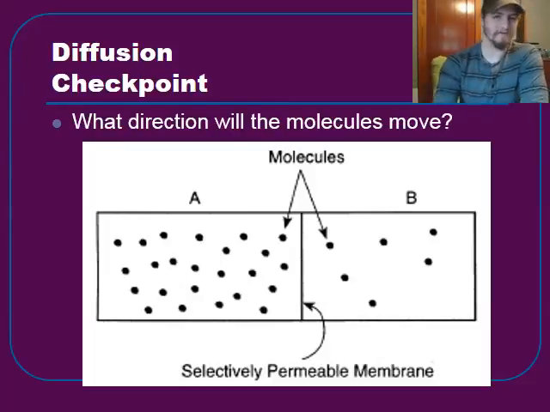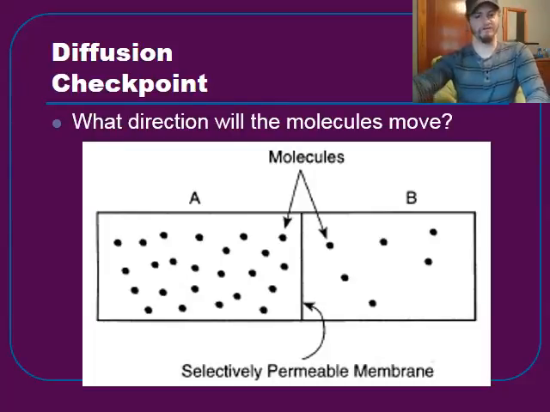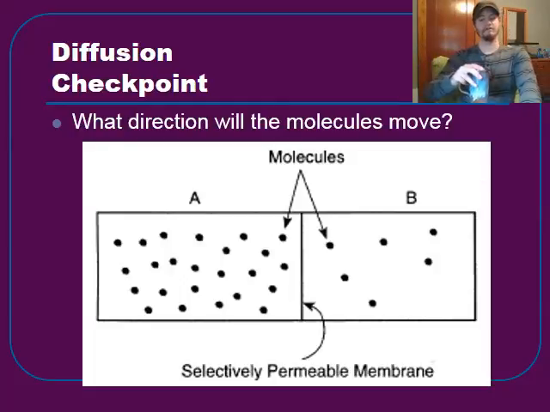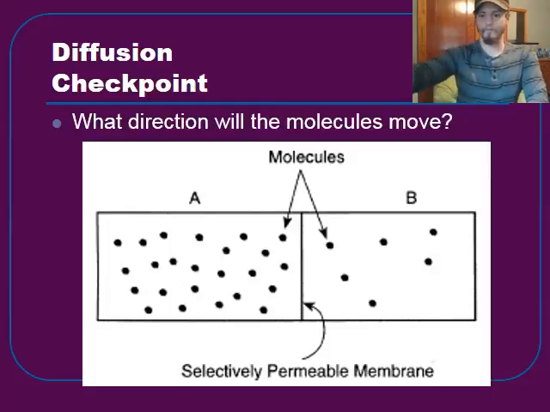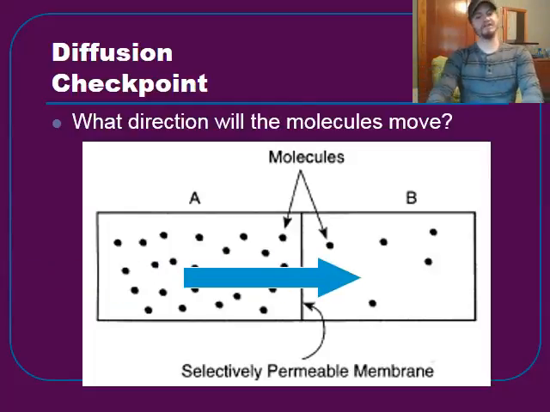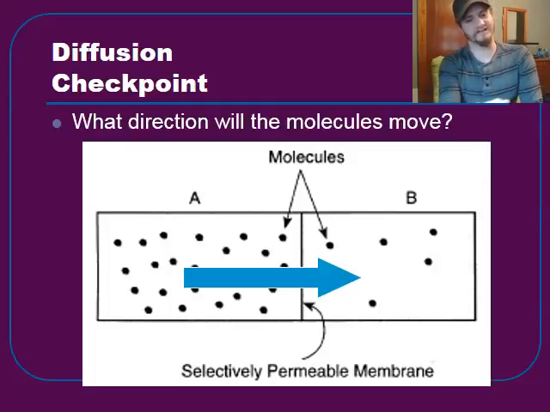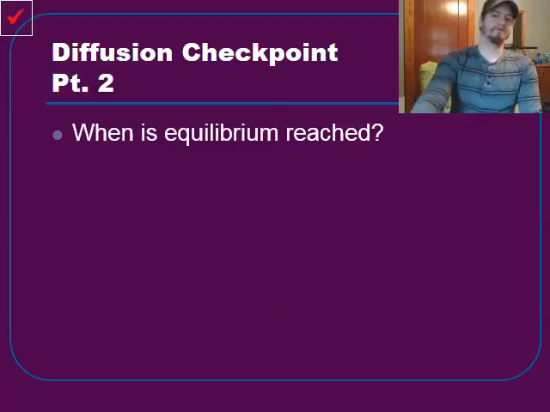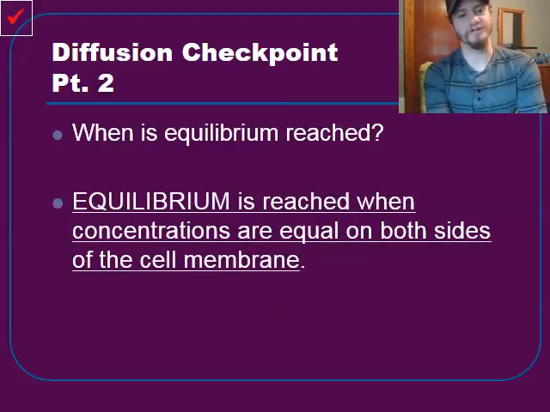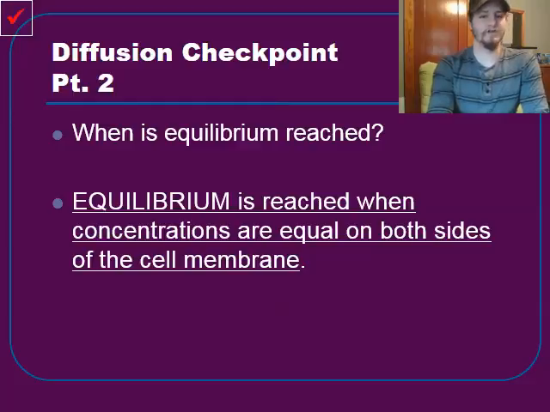So based off what we talked about here, where do you think the molecules are going to move? Are they going to move from left to right, A to B, or right to left, B to A? If you said they move from left to right, you better believe it. That's correct. This was the case because, like we said before, there are more molecules on the left-hand side with A than there are on B. So over time, they're gradually going to move until we have equilibrium. So when is equilibrium reached? Equilibrium is reached simply when the concentrations are equal on both sides of the cell membrane. We have that balance.